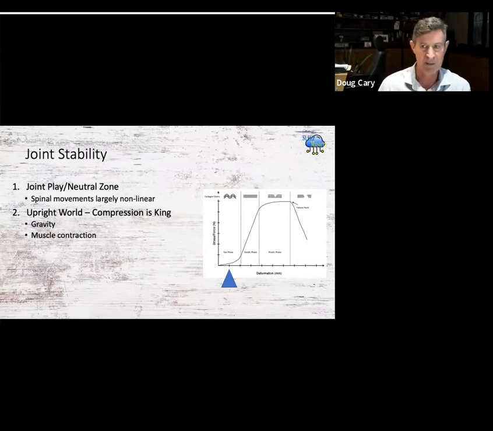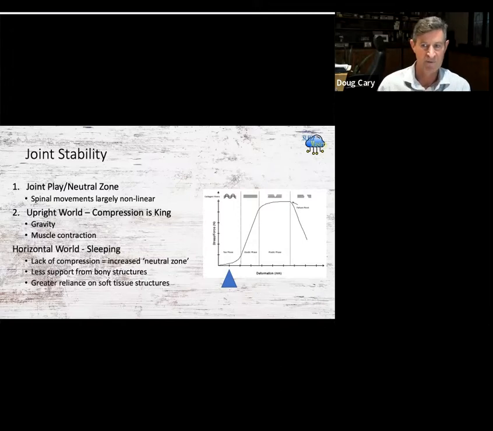And in summary, that basically means that we have these stability systems, muscle, gravity, and approximation, that when we lie down at nighttime, we're going to lose. We're going to lose the compression and gravity, so we're going to have an increased neutral zone. We're going to have a lot less bony support because we've lost that compressive effect that brings our bones into greater proximity. And essentially, we're going to rely a lot more on our passive soft tissue structures, some of which are active, like our muscles, and some of which are passive, like ligaments, joint capsules, intervertebral discs, those types of structures.